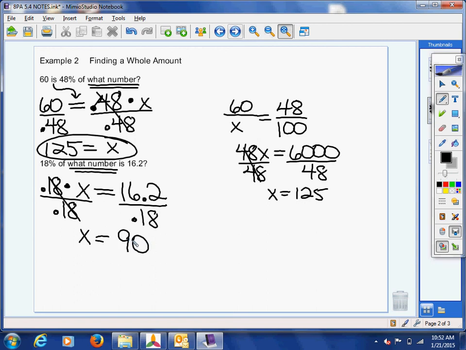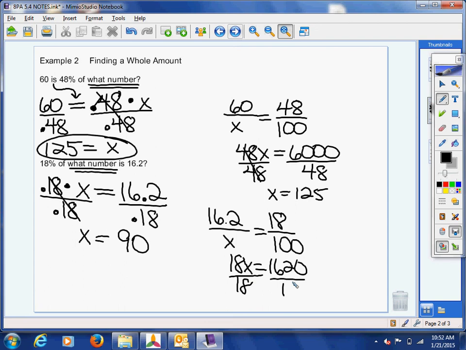Could we have done a proportion? Yes. Let's set it up. Okay, what's my is number? 16.2. What's my of number? X. I don't know. What's my percent? 18. 18 always goes over 100. So now I've got 18x equals 1620 divided by 18. What does x equal?